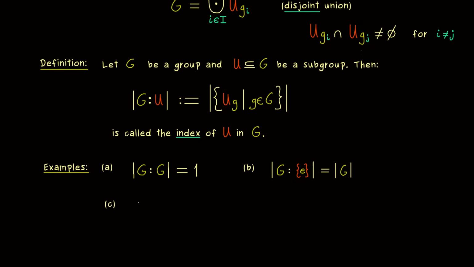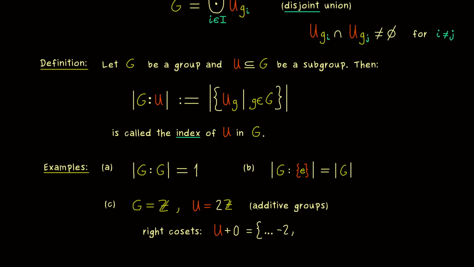So maybe let's go to a more concrete example, namely the integers with the addition. And there we already know that 2Z is definitely a subgroup. However, since we have the addition as the group operation here, the notation for our right cosets should be different. So for example, the right coset with respect to the neutral element would be written as U + 0. And this just gives us our subgroup U, which means the even integers.